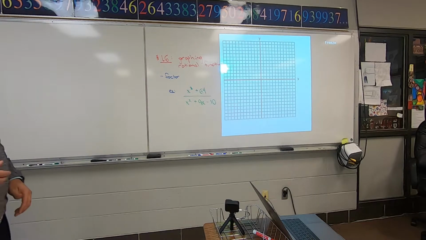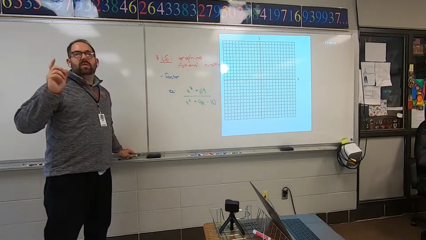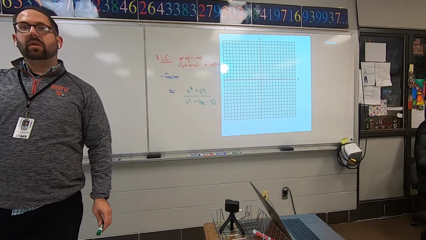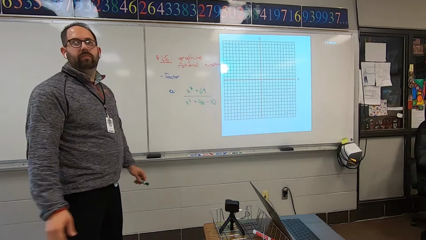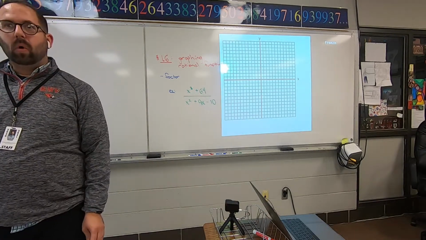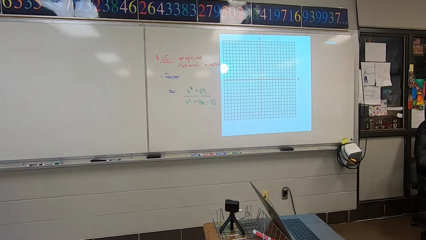The top is still X-intercepts, and we'd still use it for the Y-intercept. And then the bottom will be vertical asymptotes. So it never changes, the top is always going to be X-intercept, Y-intercept. They're always the same rules for that.